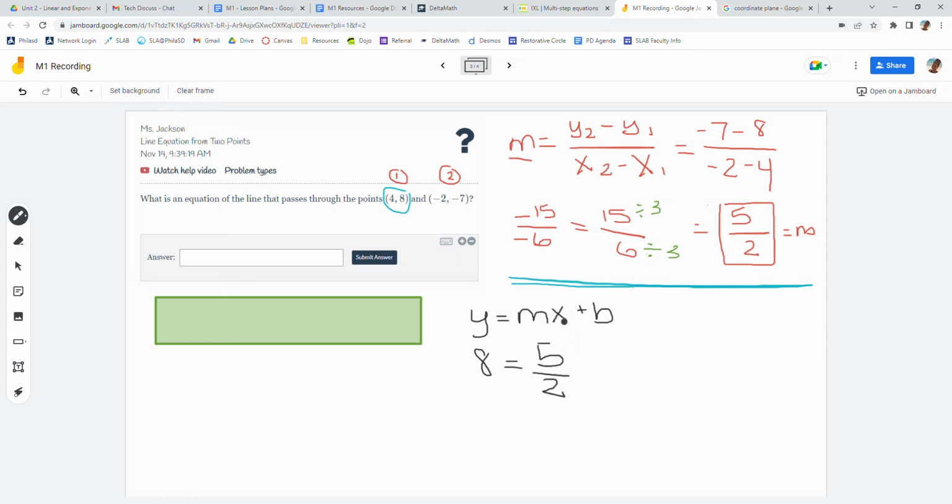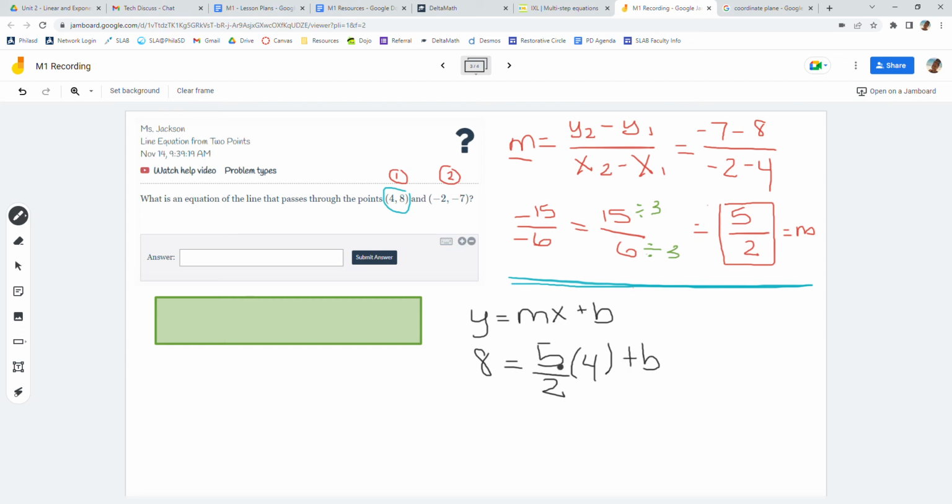Our x coordinate was 4, plus b. So now you can solve for b, and then you'll have your m and your b, and you can plug that into your final answer. So let's solve for b.